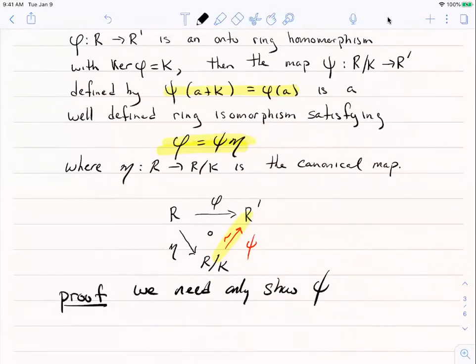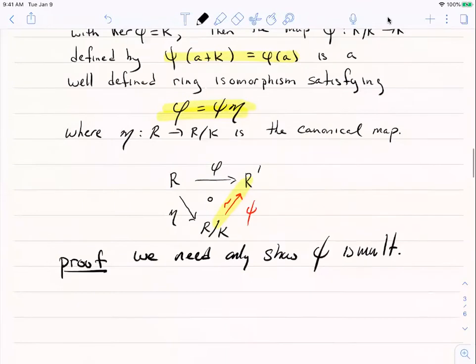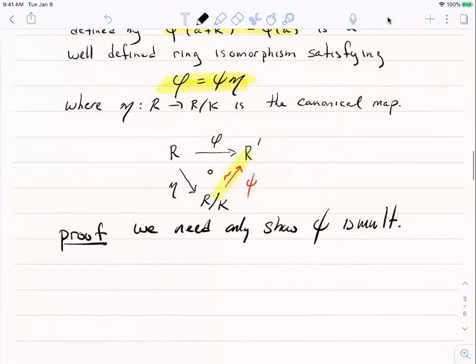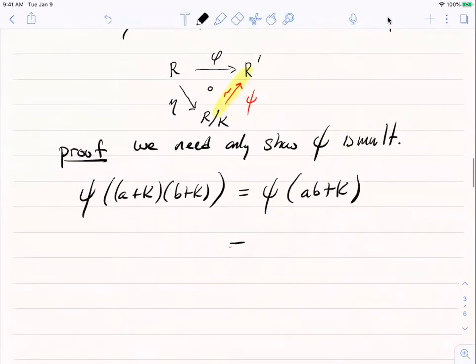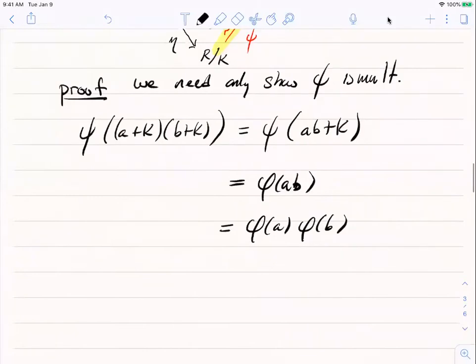is that psi is multiplicative. What do I mean by that? I mean that psi of a product is the product of the psis, and it's cooked up to work because psi is defined in terms of phi. So if we take psi of the coset containing A times the coset containing B, well, that's psi of the coset containing AB. That's by definition phi of AB, which is phi of A times phi of B. You can pause and finish this yourself. That's psi of the coset containing A times psi of the coset containing B. So the rest of it follows from group theory.